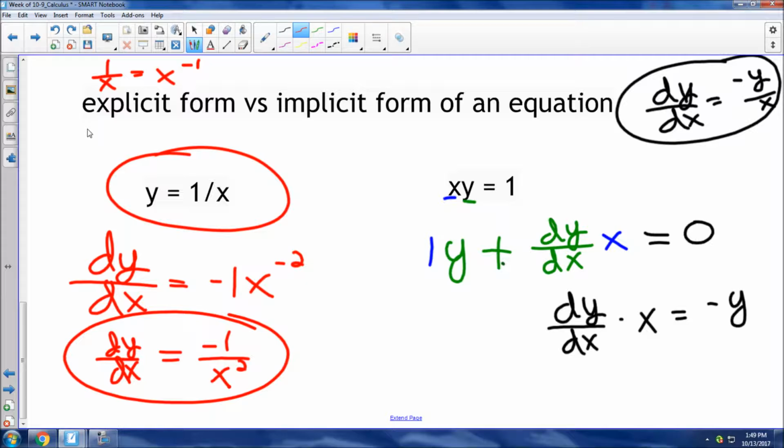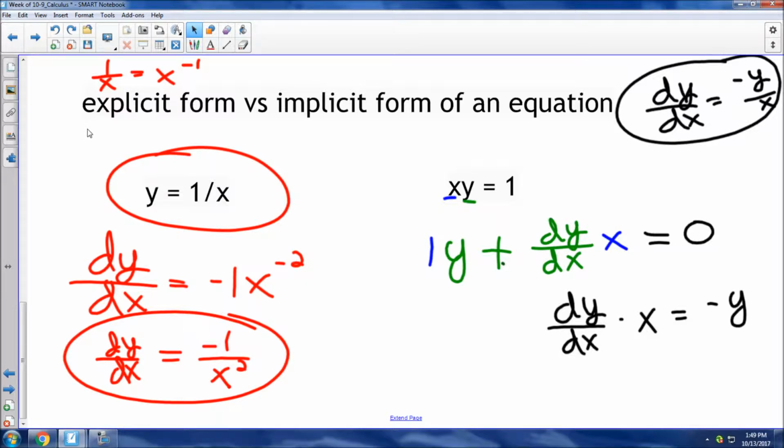What is y equal to? Yes, 1 over x. So what if you put 1 over x there instead of y? What would happen to that black circle? Yes, it would become the red circle. So we got the same answer by a much more complicated way, yes? But sometimes we have to use this much more complicated way.